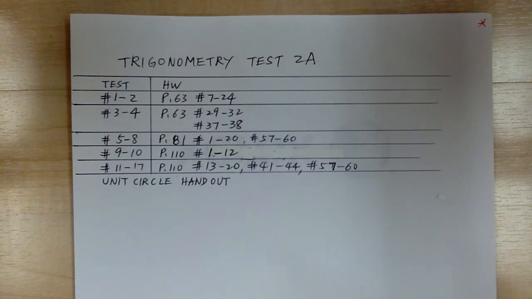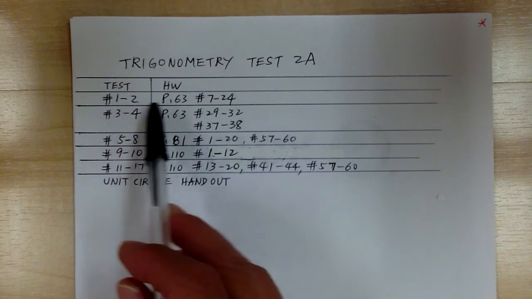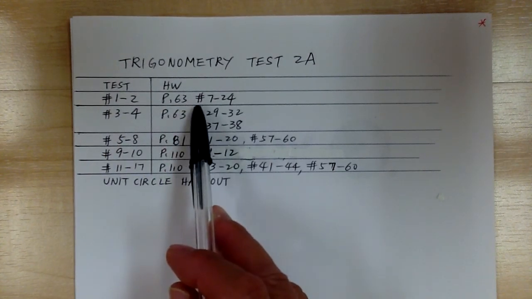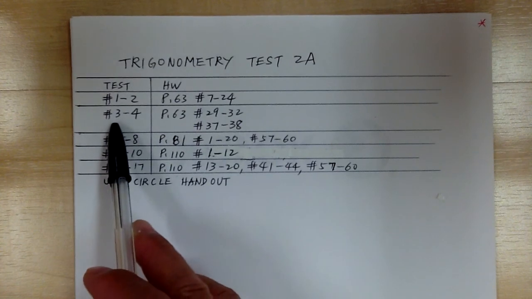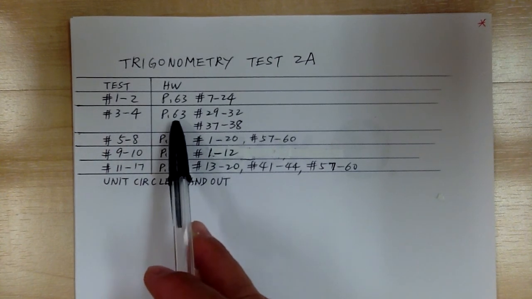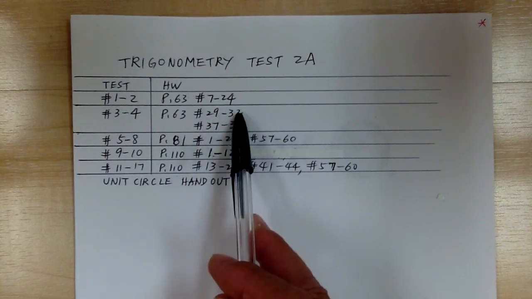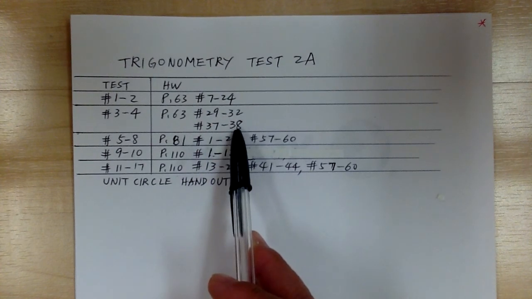Here's a breakdown for the Chapter 2 test. Number 1 and 2 would be similar to page 63, number 7 through 24. Number 3 and 4 on the test would be similar to page 63, 29 through 32, 37 through 38.